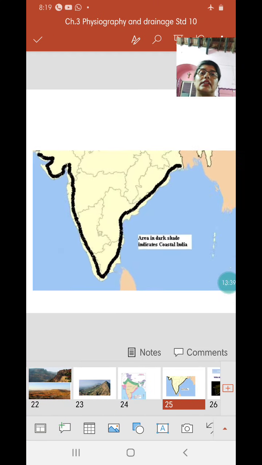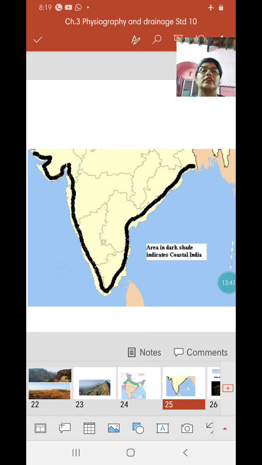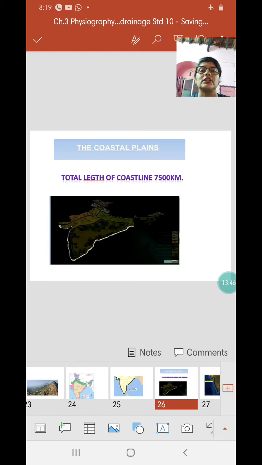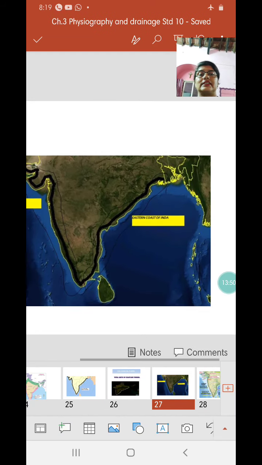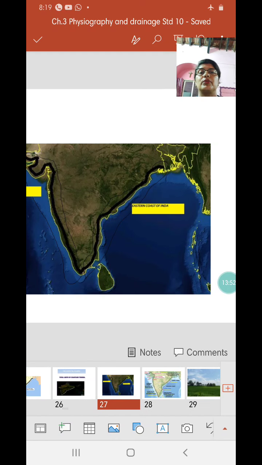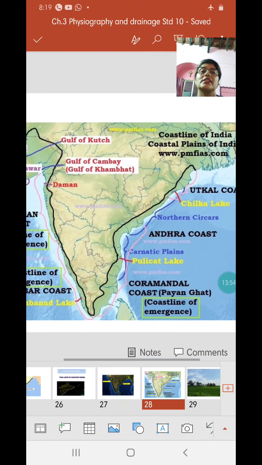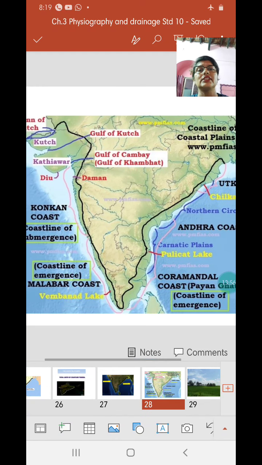Here is a picture of the eastern and the western coastal plains. I've also taken an aerial view of the eastern and western coastal plains. A few more aerial views. Now, this is not in your textbook, but just for your knowledge.